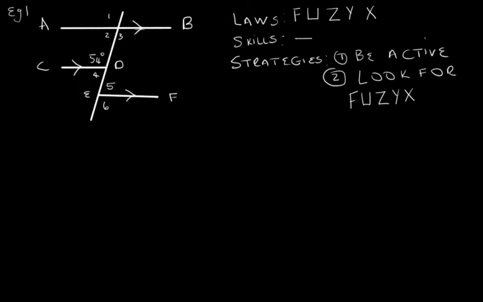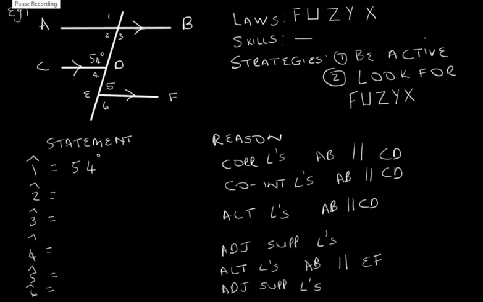angles 1 to 6. Let's see if we can find them. See if you can find angle 1 for me, and let's see what reason you have. I'd like you to find an angle that is corresponding to angle 1. Pause the video and see if you can do that. So angle 1 will be equal to 54 degrees. It is corresponding to the given angle of 54 degrees.